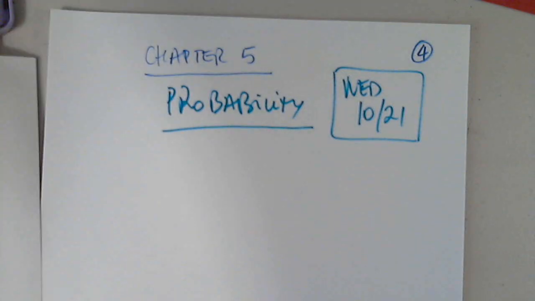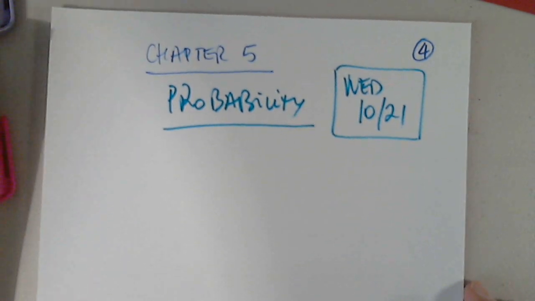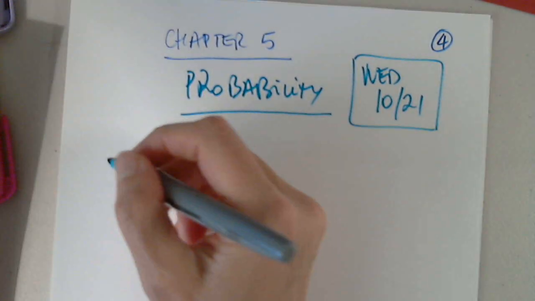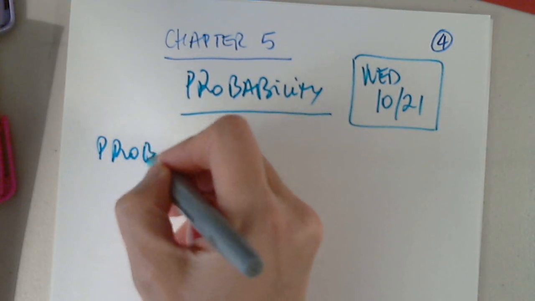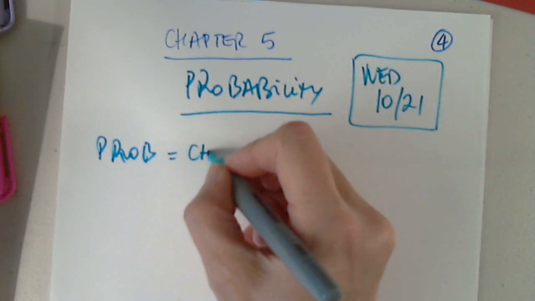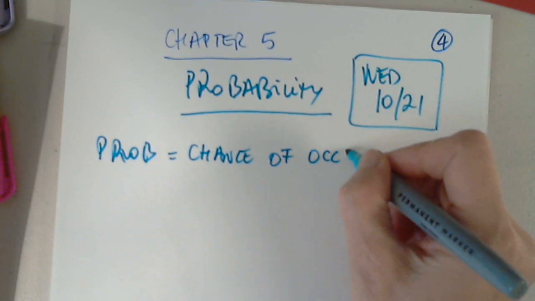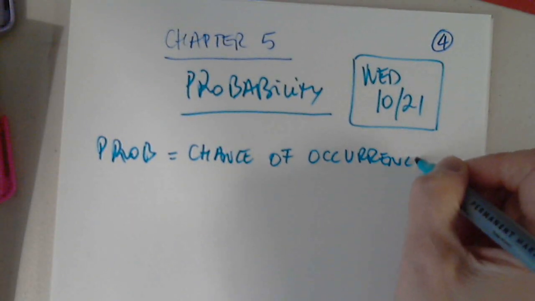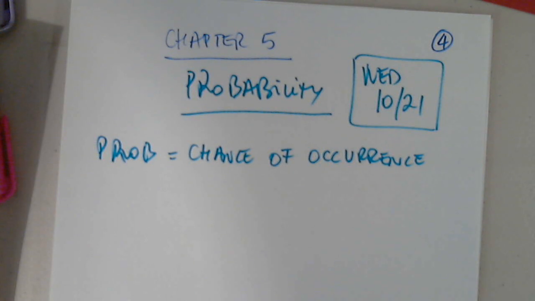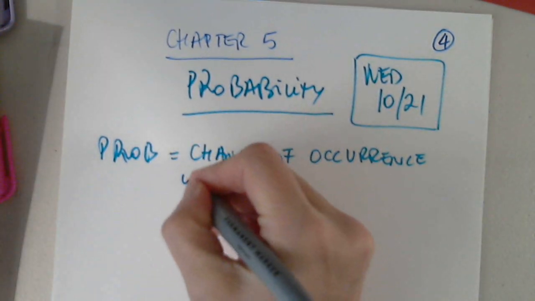So probability is the chance of something to happen, an outcome to happen. So probability, the chance of occurrence of an outcome.